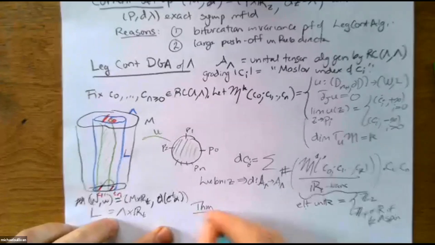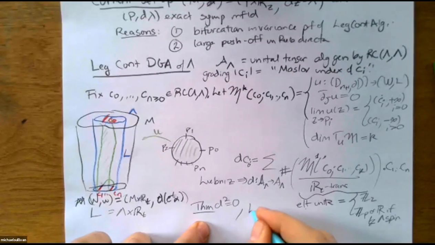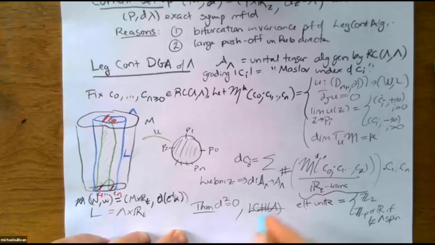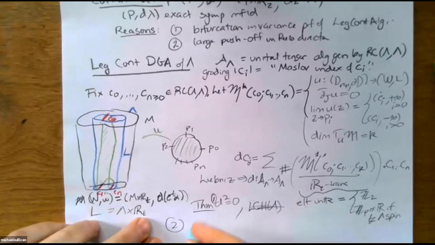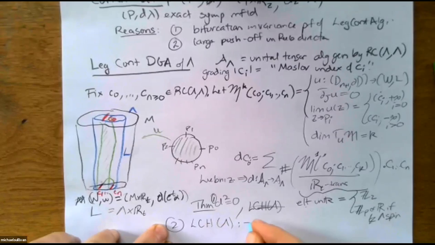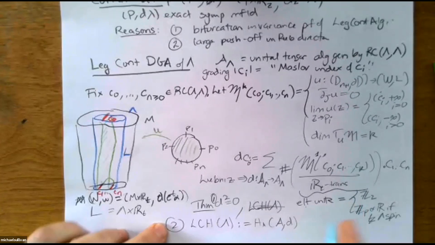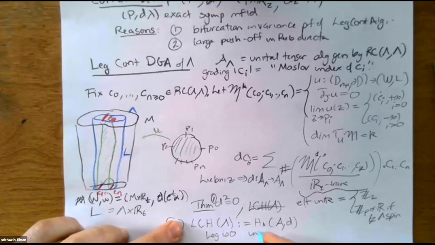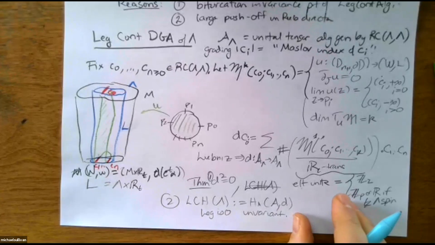So the theorem is that D squared equals zero, and you define the Legendrian contact homology of lambda to just be the homology of this differential graded algebra. And it's a Legendrian isotopy invariant. Okay, so that is a real quick snapshot of Legendrian contact homology.